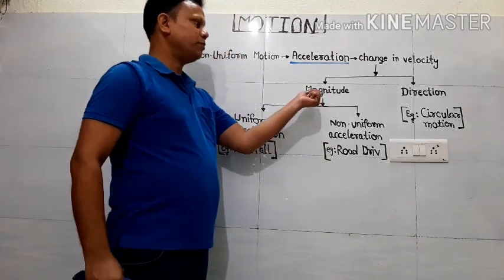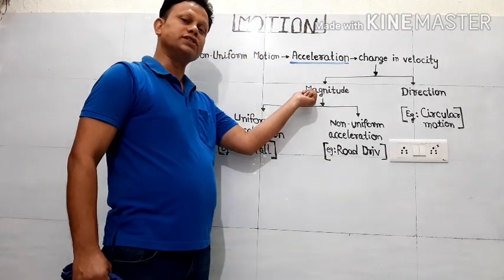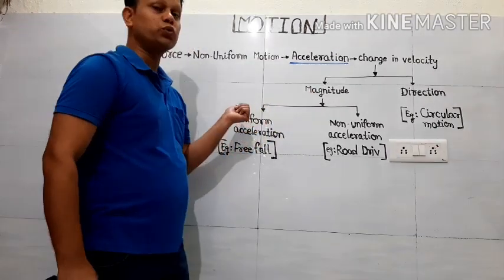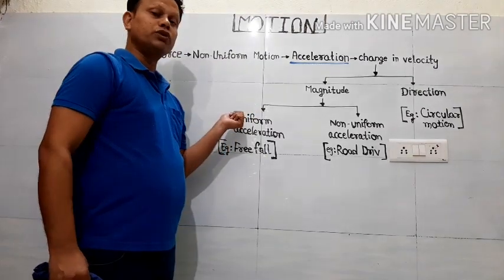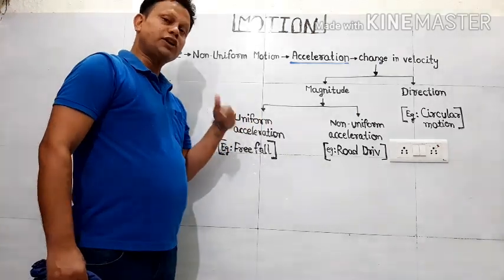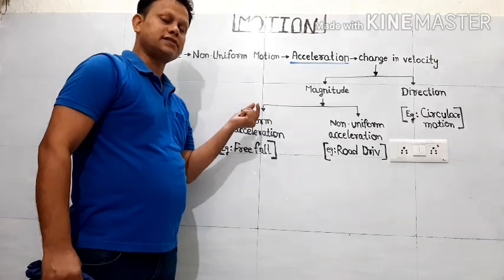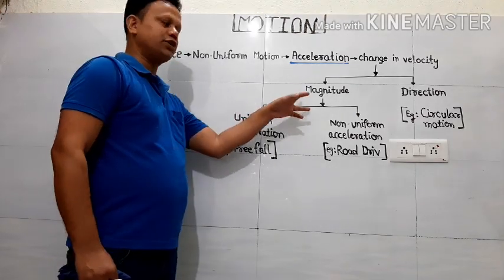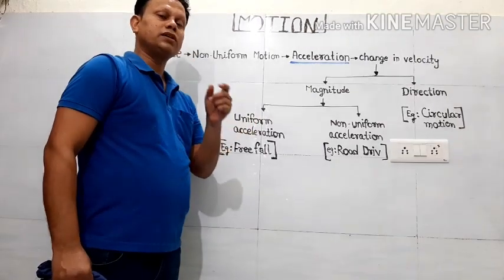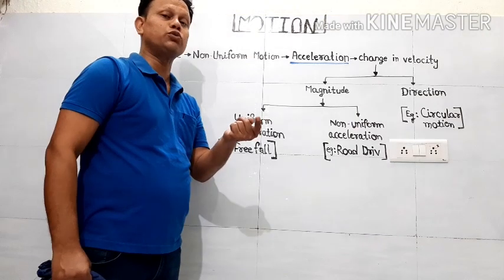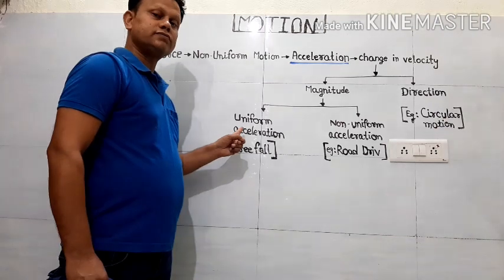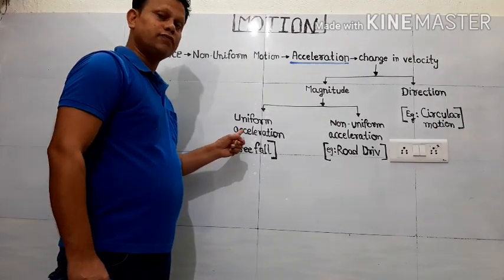Now, on the basis of how the magnitude of velocity is changing, we divide the value of acceleration under two categories. One, uniform value of acceleration. That means when the rate of change in velocity is fixed, means the magnitude of velocity is changing, but with a fixed rate. After each interval of time, the change in the magnitude of velocity is similar. Then this type of motion we call uniform acceleration, and we have to study this in greater detail.